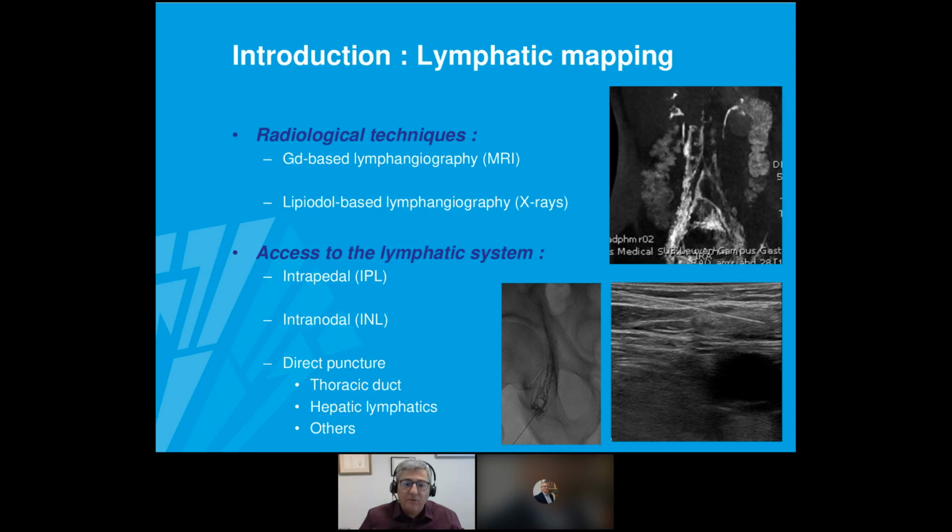What does it mean? Well, with a fine needle, like a spinal needle, under ultrasound guidance, we puncture the hilum of a lymph node in the groin, for instance, and then we very slowly inject the Lipiodol through this spinal needle, and then you will see the slow opacification of the lymphatic vessels. And third, you can do it also by direct puncture of some larger lymphatic systems like the thoracic duct, or in cases of dilated lymphatic vessels, for instance, in the liver.